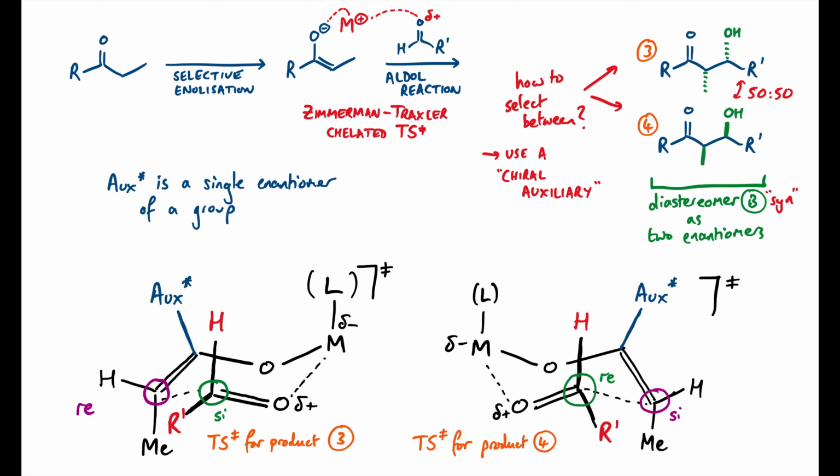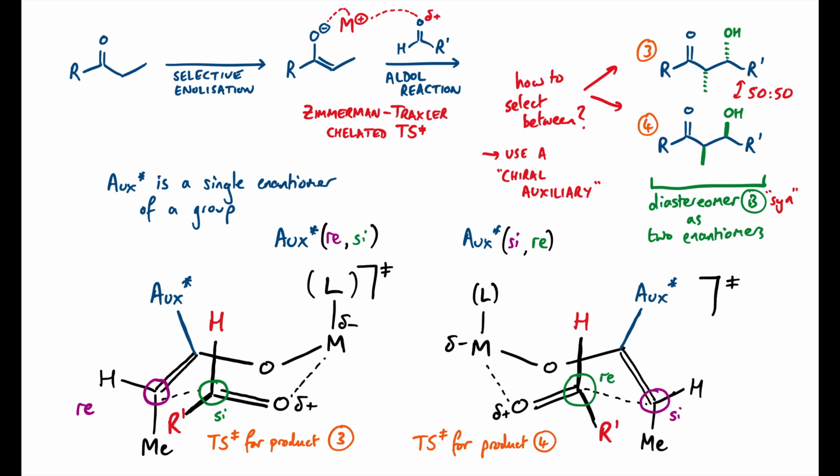The auxiliary is chosen to be a single enantiomer of whatever group we pick. That now means that the two enantiotopic transition states become diastereotopic. So you can kind of imagine this like for any diastereomer. On the left, we've got the auxiliary bonded to the re face of the enolate and the si face of the aldehyde. And on the right hand side, we've got the same auxiliary, but bonded to the enantiomer of the core of the transition state, where we've just flipped both the si and the re labels.